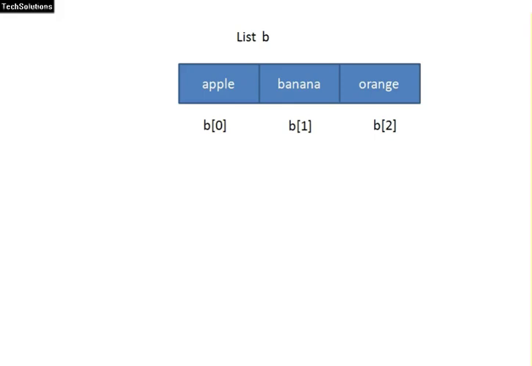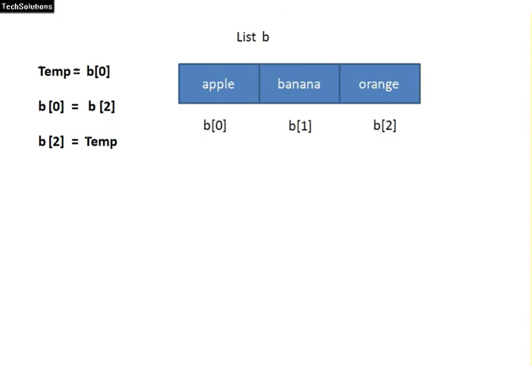Suppose you have 3 elements in the list. Suppose the elements are apple, banana, orange. You want to swap the values apple and orange. To do this, you can see it as a block. Take a temporary variable temp, store the value of b0 in it, then store the value of b2 in b0. After that, store the value stored in temp in b2.